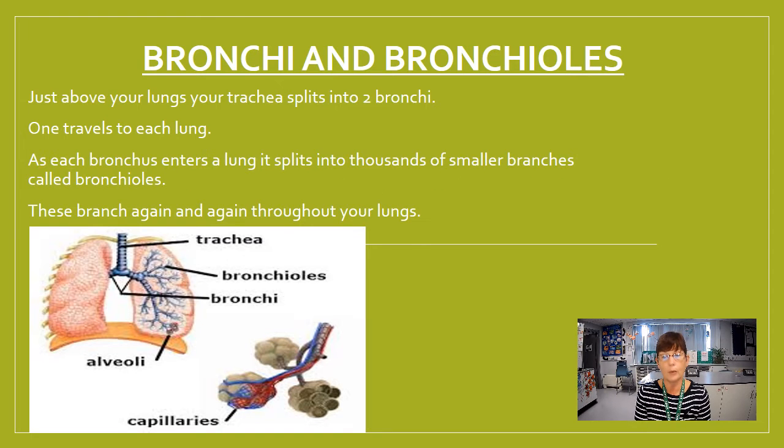The bronchi and the bronchioles. Just above your lungs, your trachea splits into two bronchi. One travels to each lung. As each bronchus enters a lung, it splits into thousands of smaller branches called bronchioles. These branch again and again throughout your lungs, and there's a diagram of the bronchi and bronchioles and how they branch out from your trachea.